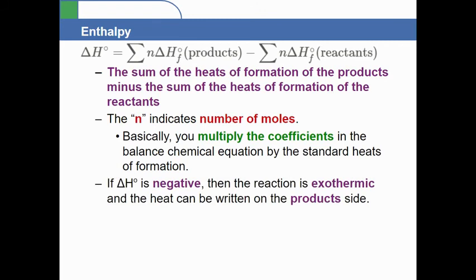If the delta H is negative in total, then the reaction overall is exothermic. And the heat, when you write it out as an equation, would be written on the product side since it's being produced or released.